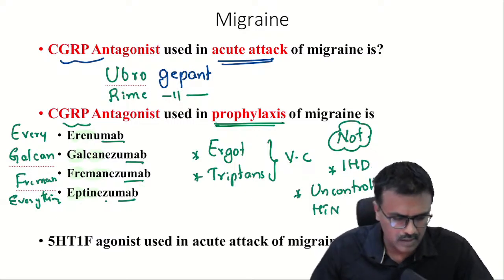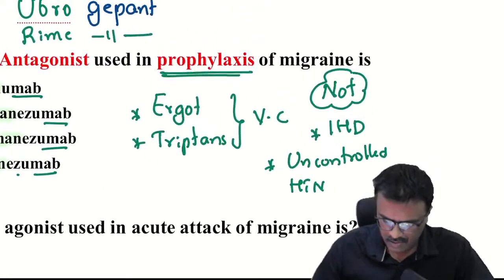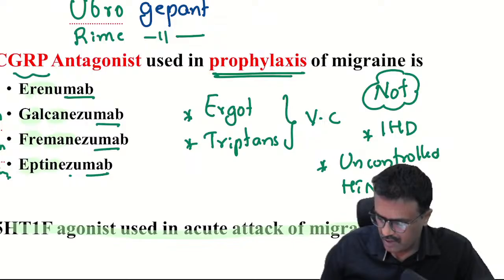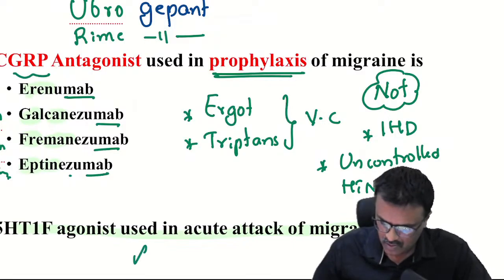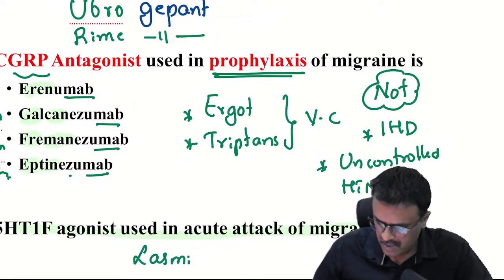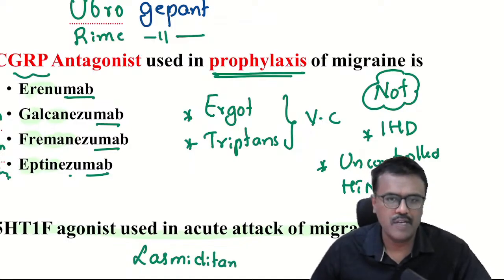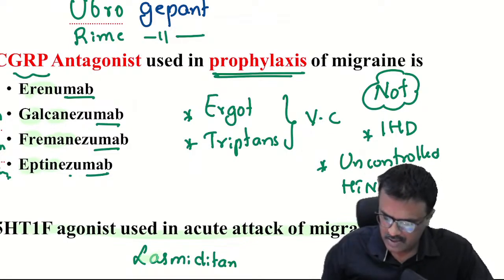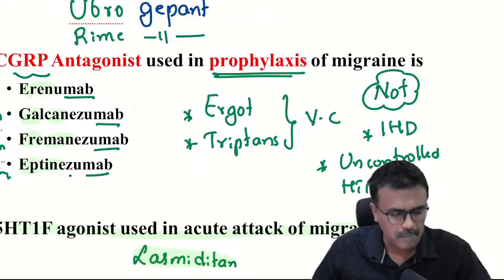So is there any drug which has come up? Yes, we have a 5HT1F agonist used for acute attack of migraine. The name is called lasmiditan. So this drug will not cause vasoconstriction, so you can use it in patients with CVS risk. That is why this will be tested in the exam. The name is called lasmiditan.